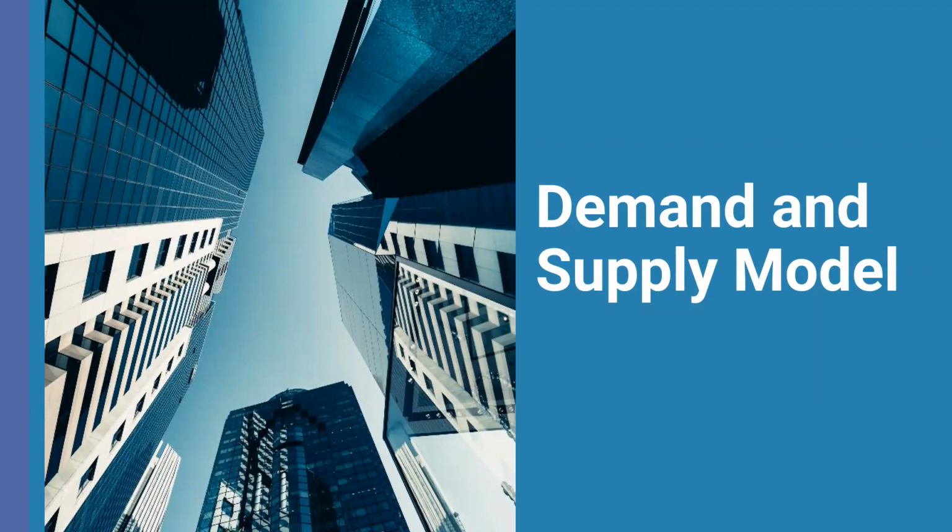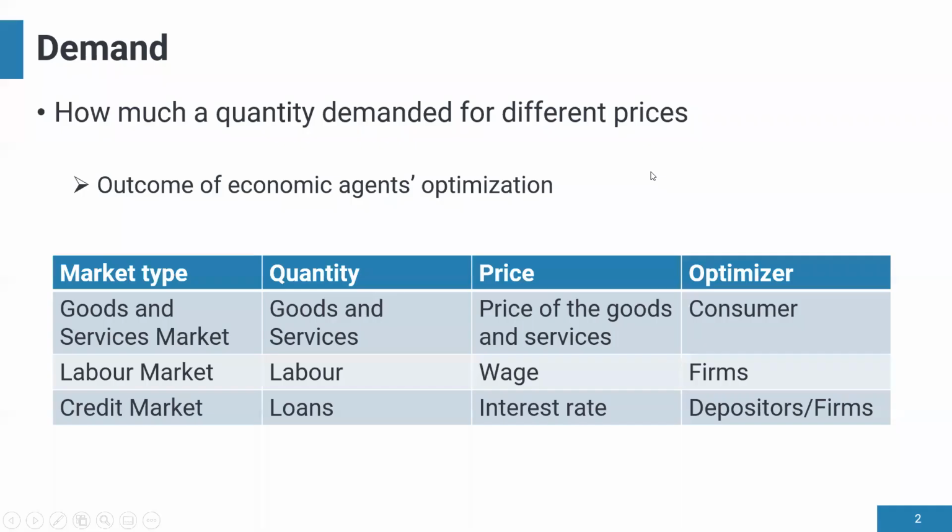Today we will discuss the demand and supply model. So what is demand and supply? This is very basic in economics. What is demand, what is supply? Let me start with the very basics: what is demand? Demand is how much quantity is demanded for different prices.